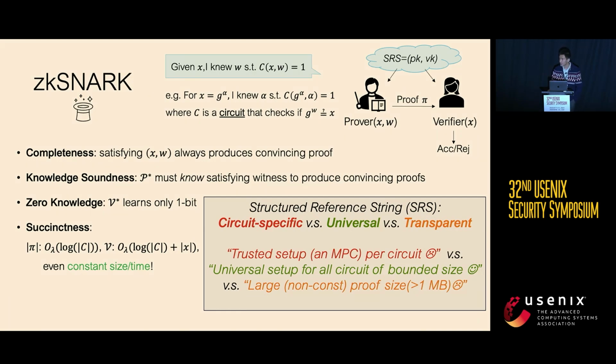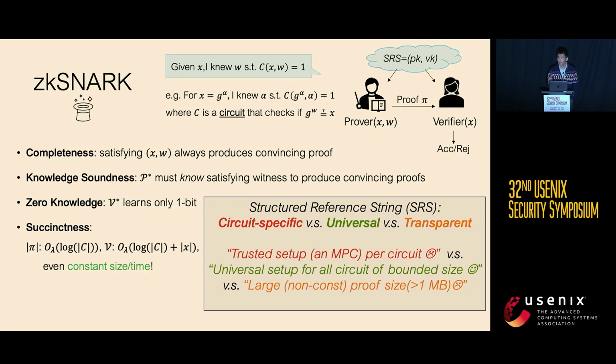setup for all the circuits or subsequent applications of some bounded size. The third one is transparent, which is the best. You don't have any trusted setup, but usually transparent SNARKs suffer from larger proof size. More concretely, for a reasonable security level, they're usually more than 1 megabyte. And usually they are non-constant size.